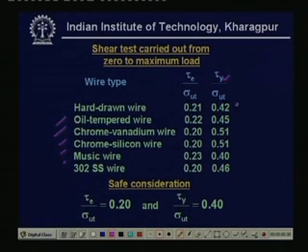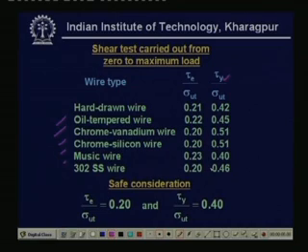Now, we can see this list is not an exhaustive one. For other materials, you have to find out in a similar manner the values of the yield point and the endurance limit values, whenever you are going for the design for variable load.